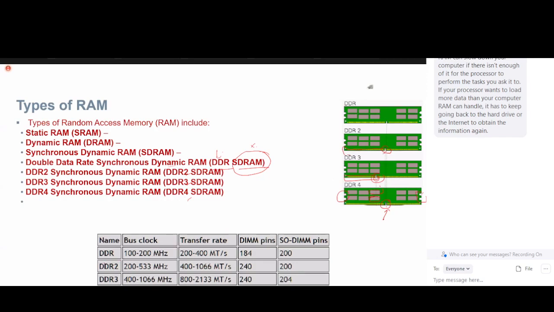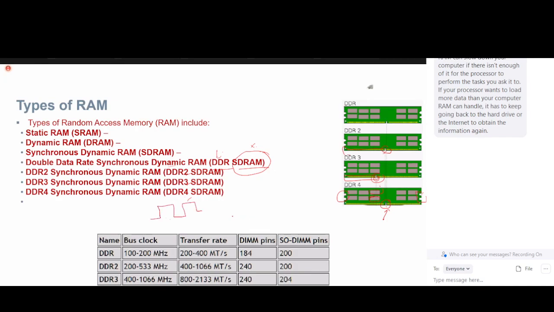DDR stands for double data rate SDRAM. The data rate was initially for SDRAM, which was like 50 megahertz. Then DDR was introduced, which doubles the data rate, and instead of 50, it has 100 to 200 megahertz because it basically uses both edges of the clock.